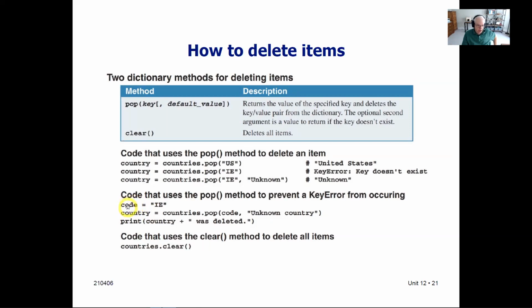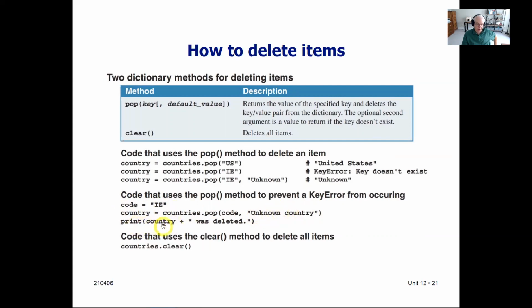So we will code IE again, same thing, code is going to equal IE. And then country, once again, because pop is a method of the dictionary, we have to include the dictionary's name. So countries dot pop, the name of the method, and then whatever the code is, which is IE in this case. And then the second argument is what we want returned if there is no key for code, okay?